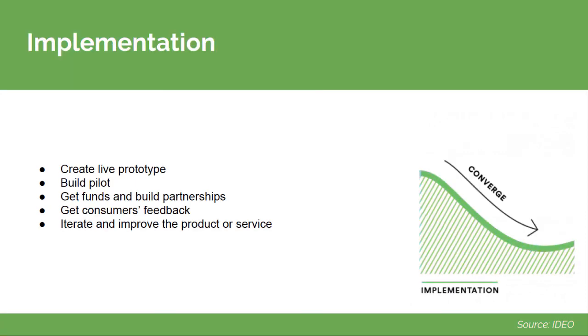In the implementation phase, the solution is brought to life and to the market, starting by building a live prototype or a pilot product for long-term testing, then using this prototype to get funding and help build relationships, iterating and improving the product by getting feedback from consumers and users, which helps improve future versions and releases of the product or service. The human-centered design process can provide an efficient strategy that can help build innovative, user-driven products and services.